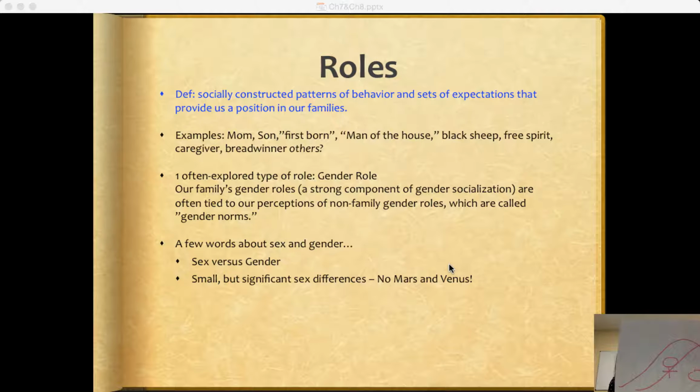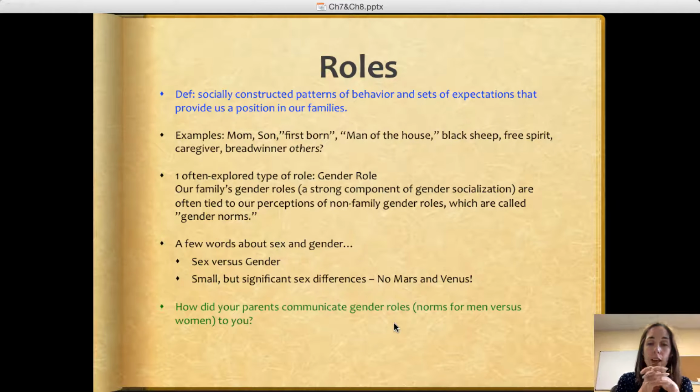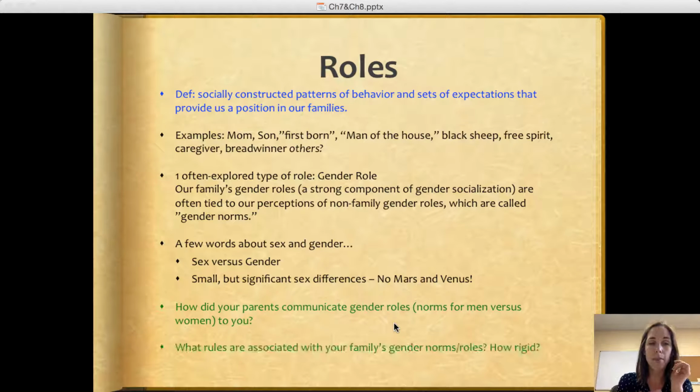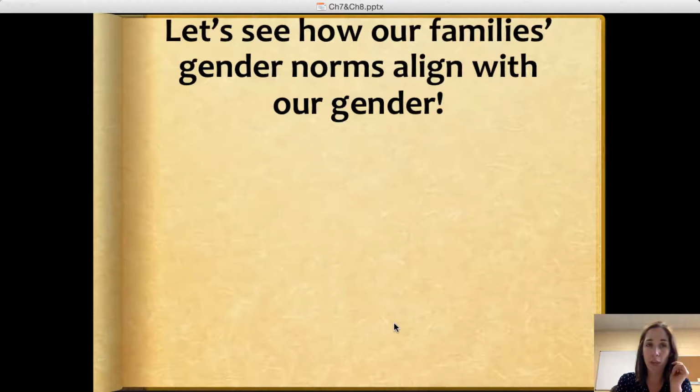So see what men are doing, what women are doing. If that's something like talking, we know that women do it a little bit more at home, but men actually talk more at work. So they're higher in that variable, but the overlap between the two groups is quite high. All right, so no Mars versus Venus. How did your parents communicate gender roles to you? I want you to think about that, and norms, and what rules were associated with gender.